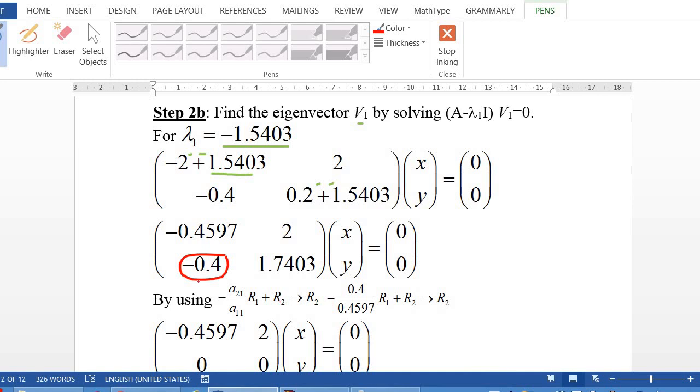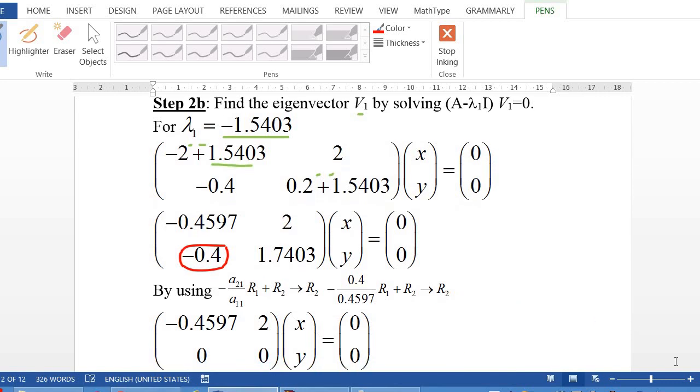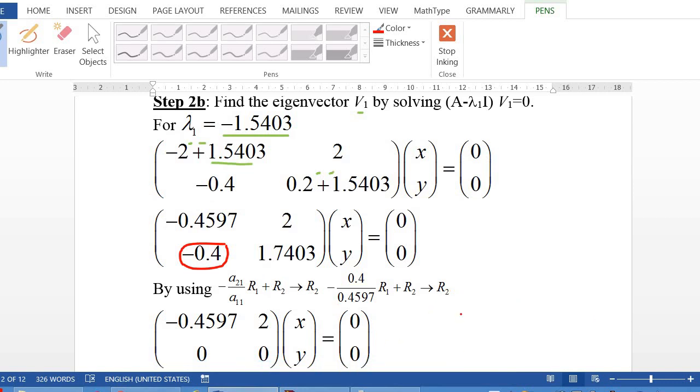In this case, we have negative A21 divided by A11, so negative, negative, positive. So we have negative 0.4 divided by 0.4597, row 1 plus row 2, plug into row 2. I'm going to show how we apply this row operation in the scientific calculator, where row 1 I will change to the variable A and row 2 I change to B.